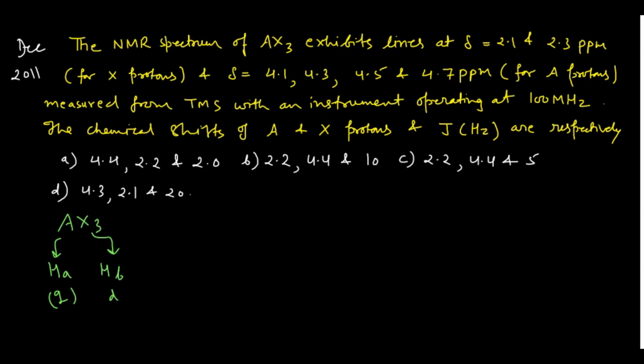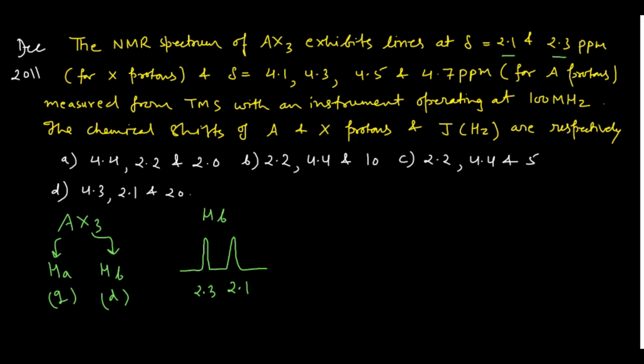First of all, you need to understand this. For HB you can make a doublet by following Pascal's triangle. For HB you have signals at 2.1 and 2.3. Please remember, you always start the lower chemical shift, that is upfield, from the right-hand side, and this would be 2.3. This is basic from the spectrum.